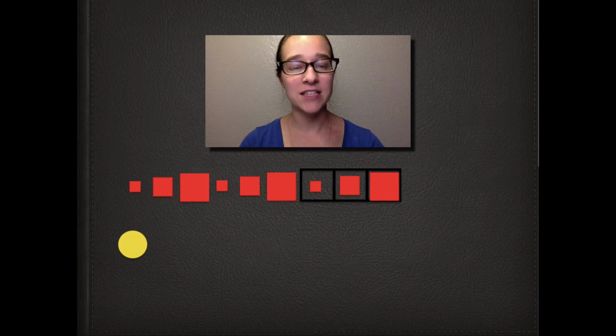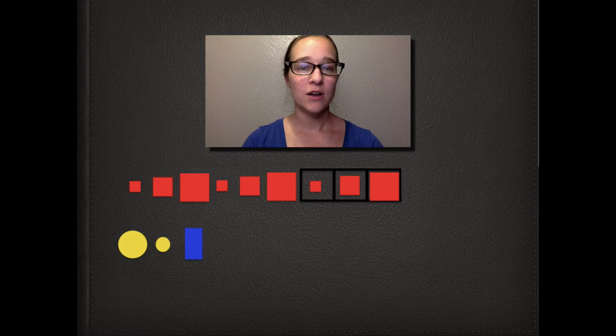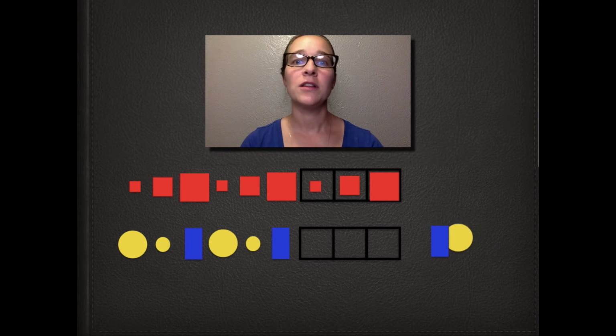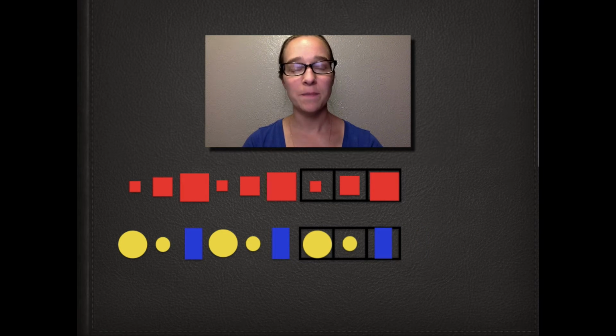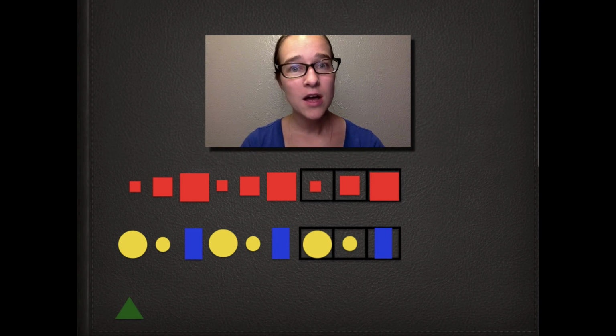And this pattern has colors and sizes and shapes mixed together. So let's take a look. We have a large yellow circle, a small yellow circle, and a rectangle. Large circle, small circle, rectangle. And how are we going to finish it? Large circle, small circle, rectangle. Good.